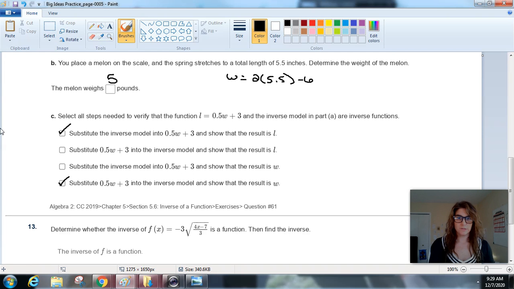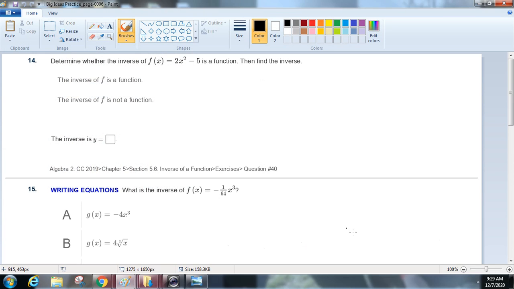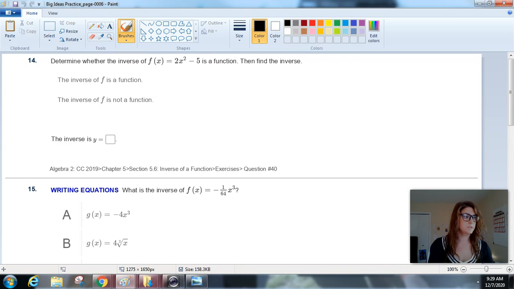Okay, number 14. Is that on this one? Yeah. Okay, here is number 14.